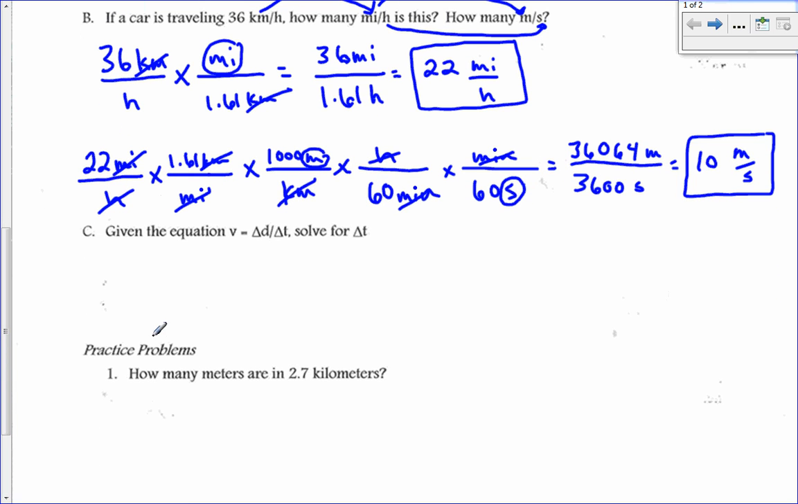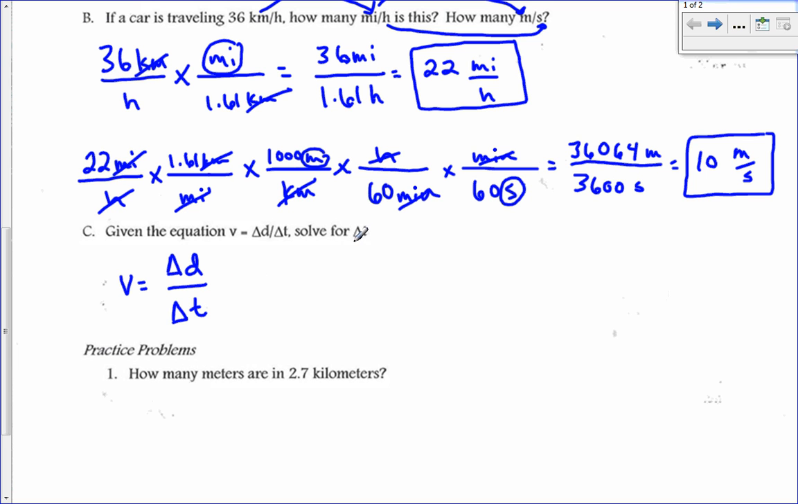Example C is a little different. We're just using algebra to solve for a variable within a formula. The formula that we're given here is V equals delta D over delta T. This whole arrangement is a formula. Each part of the formula is a variable. Delta means change. So the variable v stands for velocity. Velocity is equal to the change in d, that's distance, over the change in time.